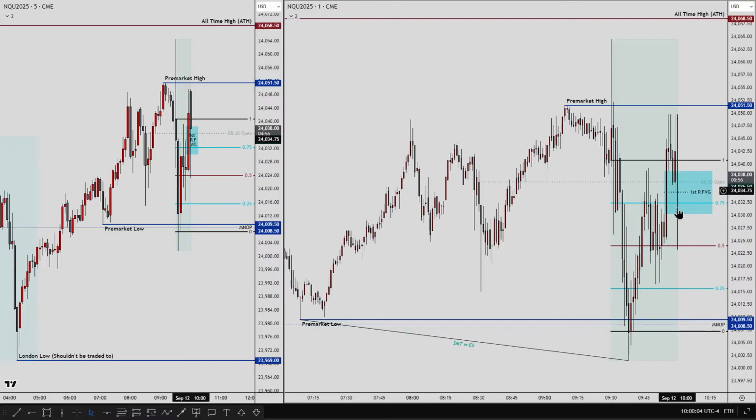10 a.m. news. Even though you wouldn't have traded it because it's a news candle, it did drop into that order block and at the consequent encroachment level.